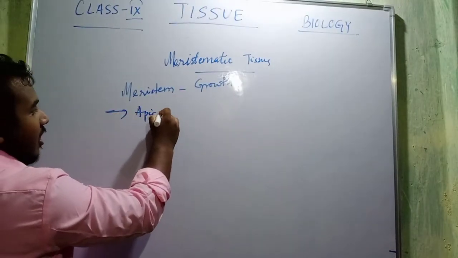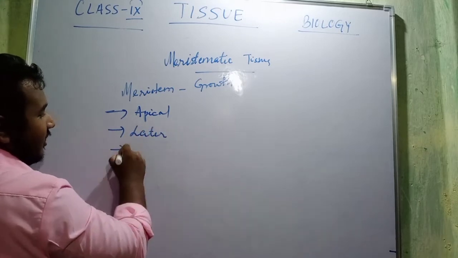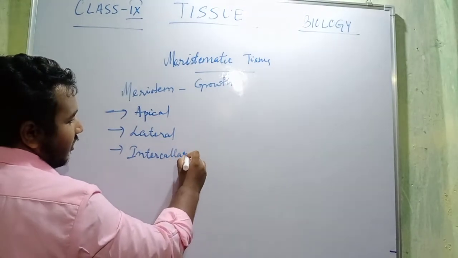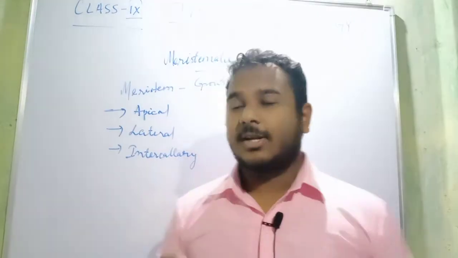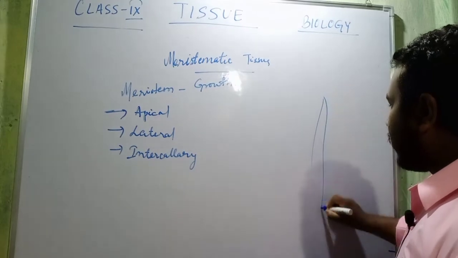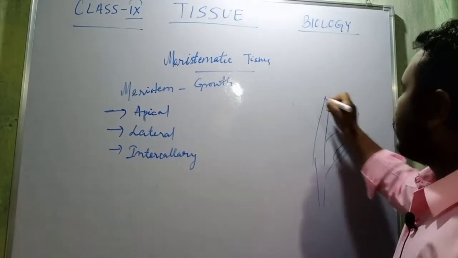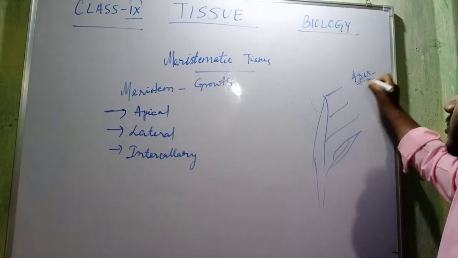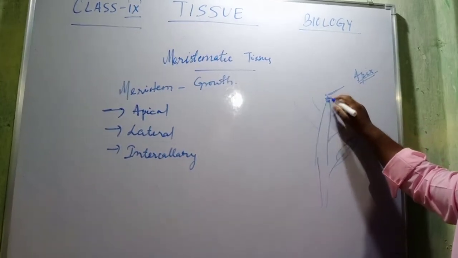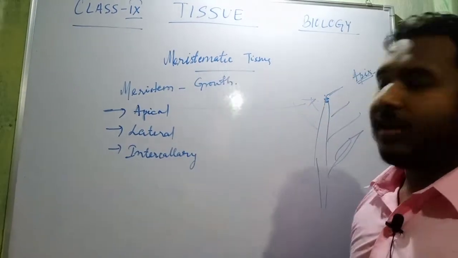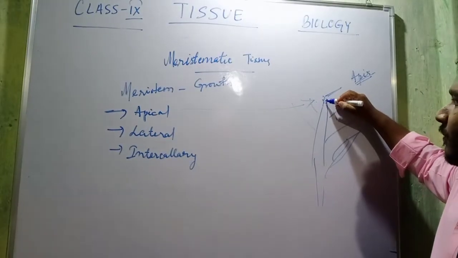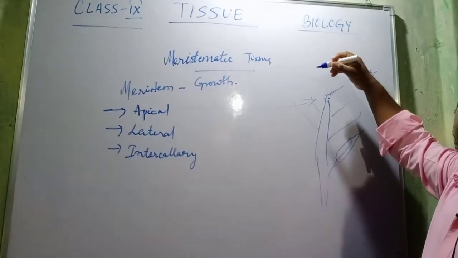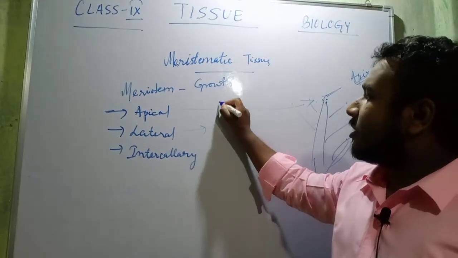Earlier we wrote apical, lateral and intercalary. Based on position, it is divided into three types. Suppose we take a new plant like this. The top level is called the apex. The apex has a very fast rate of cell division, and the tissue present here is called apical meristem. Its function is to divide the cells longitudinally, higher and higher, forming the tip portion.